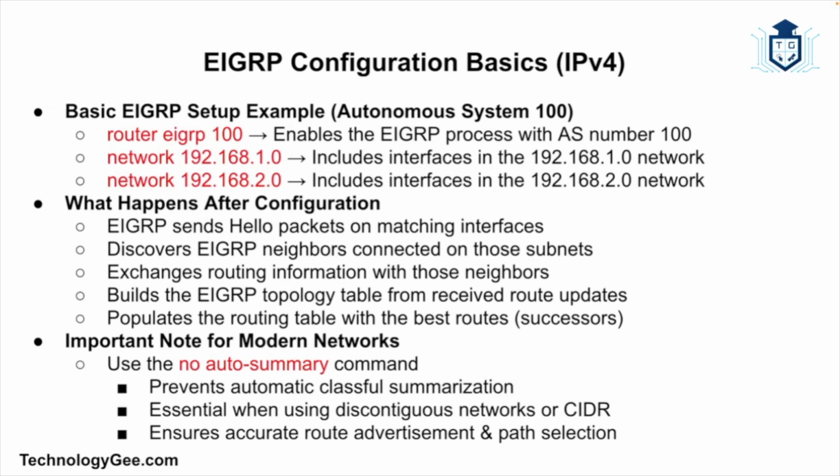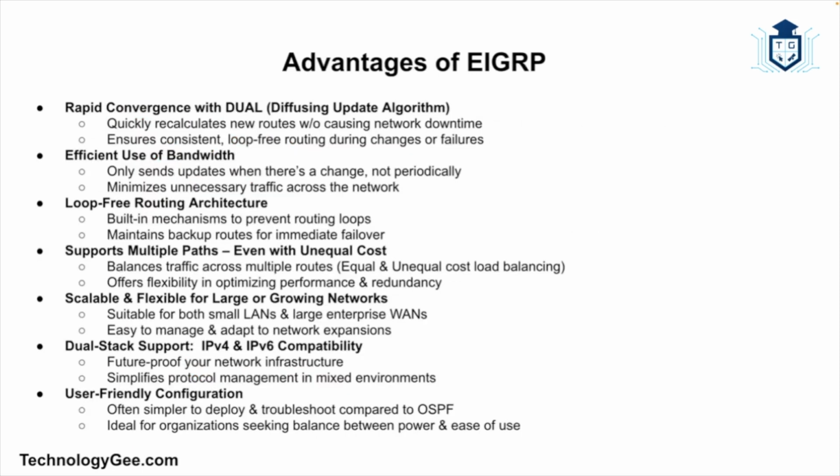After you do all of that, EIGRP is going to start sending hello packets on those interfaces. It's going to discover neighbors. It's going to exchange routes, and then it's going to populate the topology and the routing tables. And then you can add the no auto-summary command if you're dealing with discontiguous subnets, especially in modern CIDR-based networks.